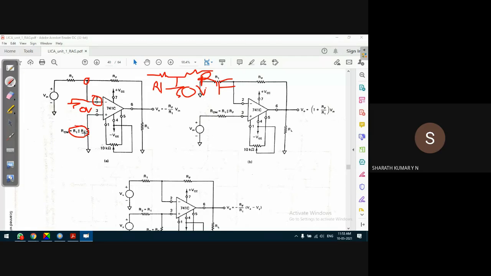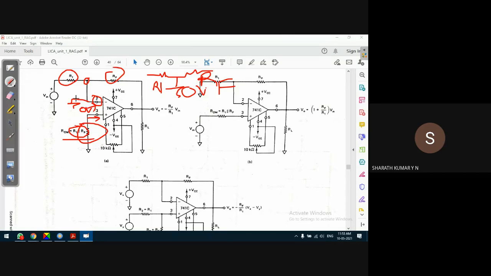So thereby, for the resistance connected to the non-inverting input terminal, with the intention of equalizing the current flowing to the inverting and non-inverting input terminals, we connect a resistance whose value is equal to the parallel resistance of R1 and RF. Very simple.